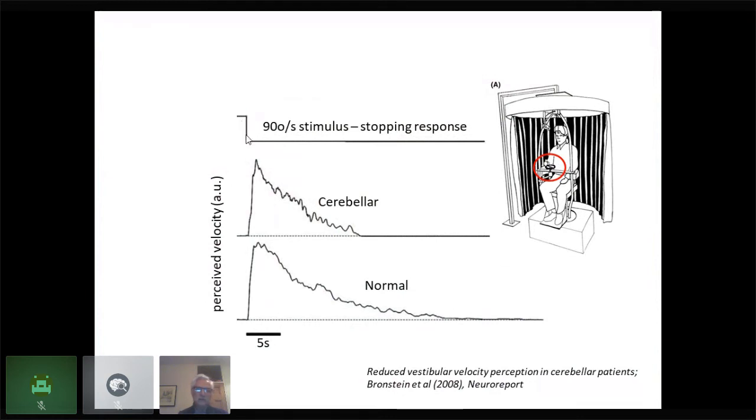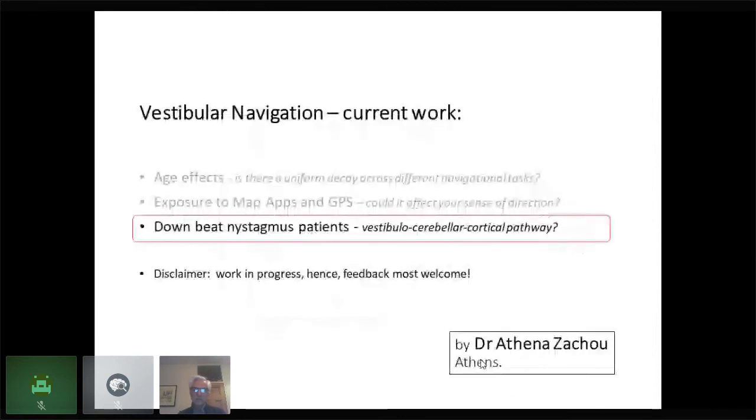You rotate the person at 90 degrees per second constantly. And as you can see, the normal subject has a prolonged response, which decays, as you know, if you keep rotating, the vestibular system loses the signal, whereas in the cerebellar patients, this drop out of the rotational sensation was much more rapid. That's why we gave this name to the paper: that simply these patients with cerebellar disorder had reduced velocity perception.